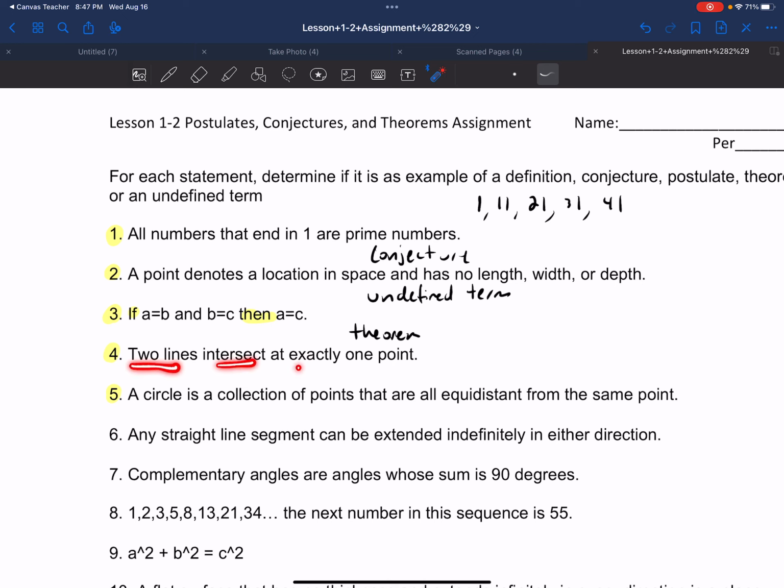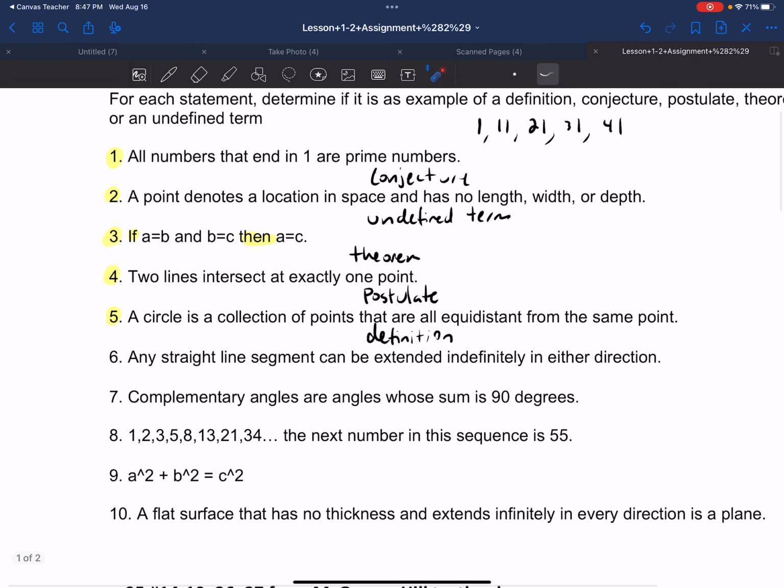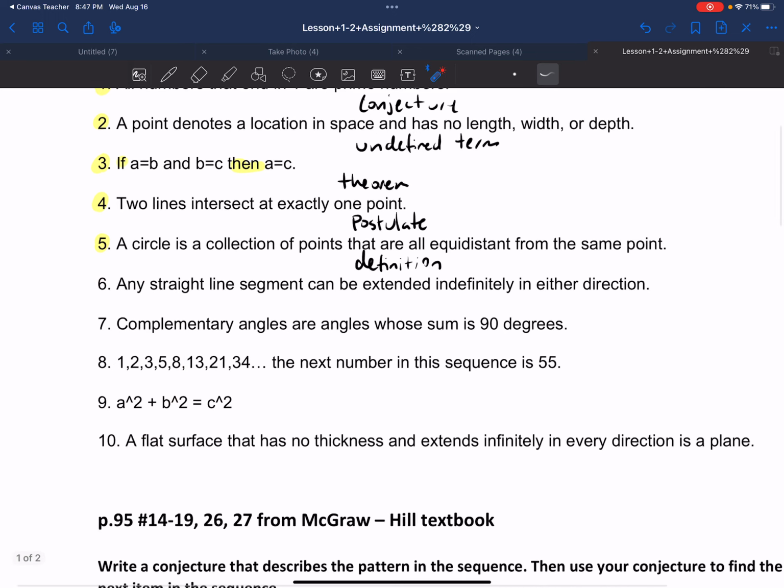Two lines intersect at exactly 1 point. Oh, so I have these lines here and they do some sort of magic. So I'm going to assume it's a postulate. So this is going to be a postulate. Here, a circle is a collection of points that are all equal distance from the same point. This is basically a dictionary definition. It's describing or giving meaning to the word circle. Okay, so that's 1 to 5. You can go ahead and complete these problems on your own.